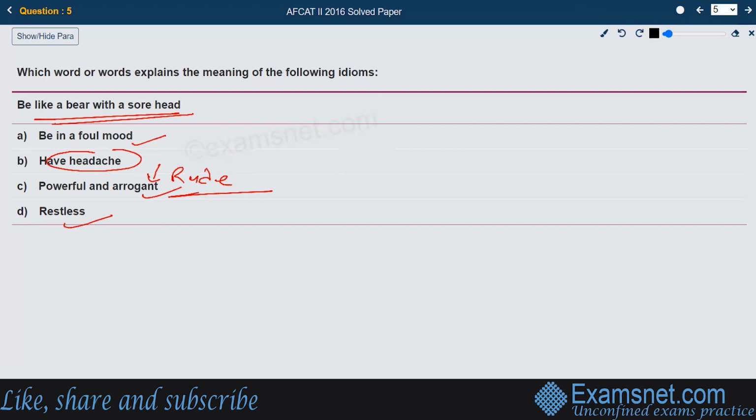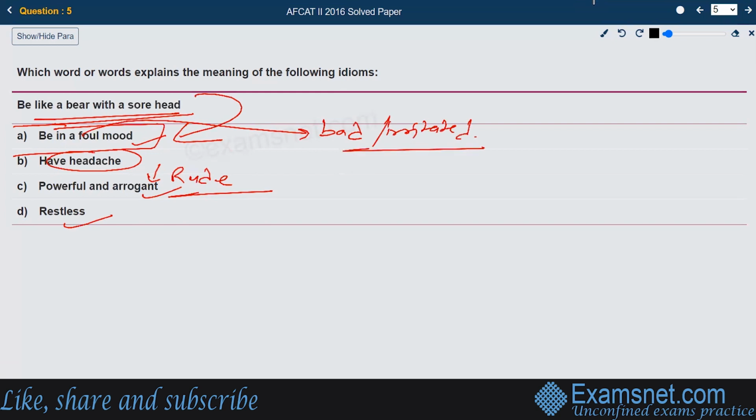And the right answer among them is option A, being in a foul mood, where the word foul means bad or irritated. That's what the word foul means. And the right answer is be in a foul mood. That is be like a bear with a sore head.